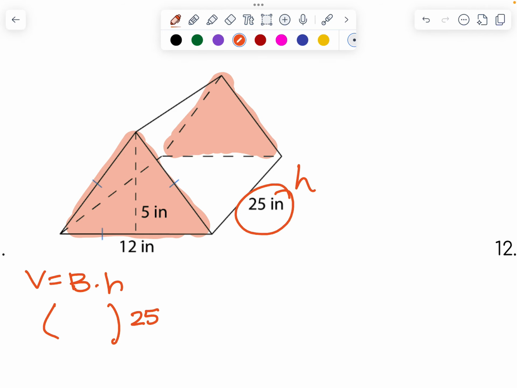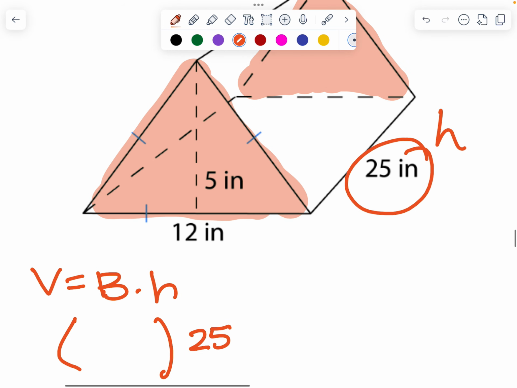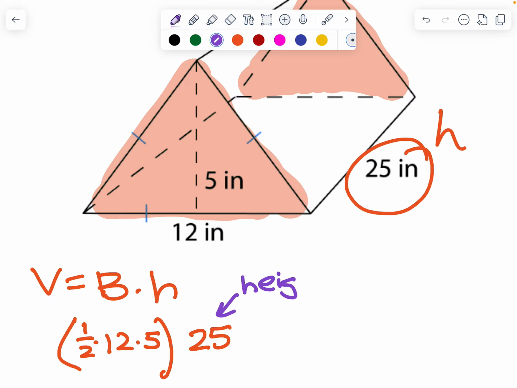All right, so let's zoom in a little bit. This is a triangle. The area of a triangle is 1/2. Base of the triangle is 12. The height of the triangle is 5. Don't mix it up. This is the height of the prism. If you look at your notes, that is different than this height. 2 different heights we're talking about. One's of the base, one's of the whole prism.